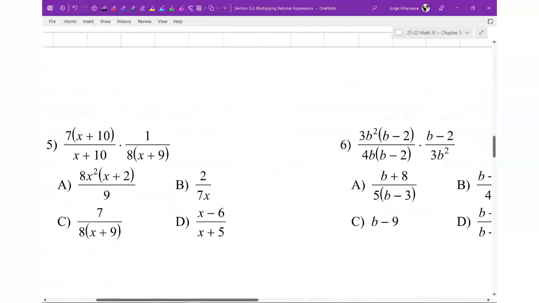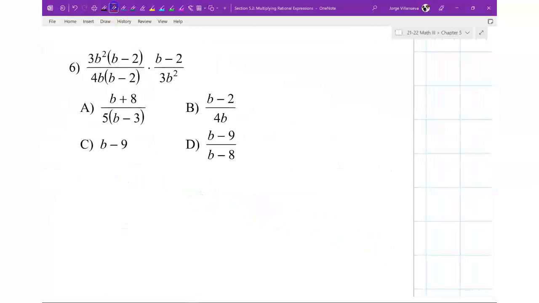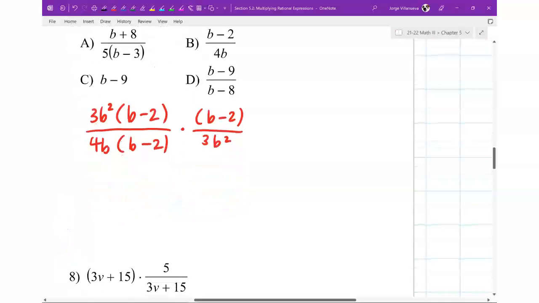So, let's work on number 6. Okay? Let's do number 6. Now, 6 looks pretty complicated. Let me rewrite it here. That's over 4b times b minus 2 times b minus 2 over 3b squared. I'm going to kind of bring it up a bit. What can I cancel?